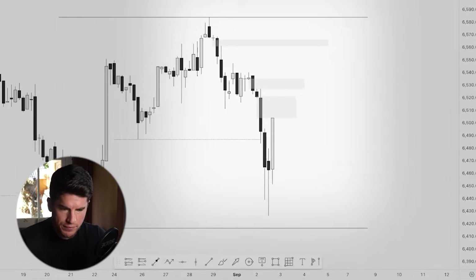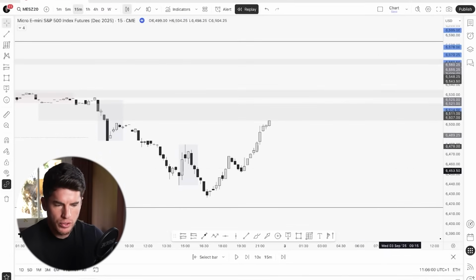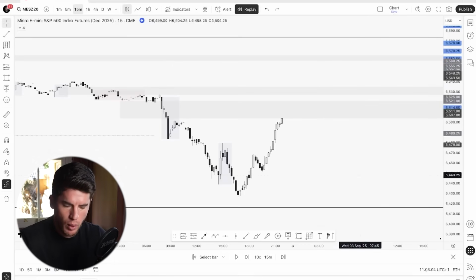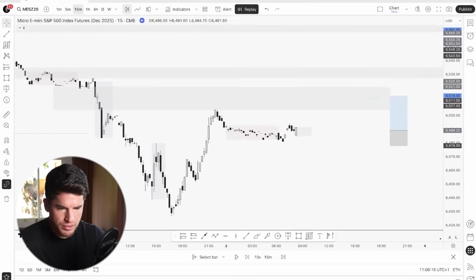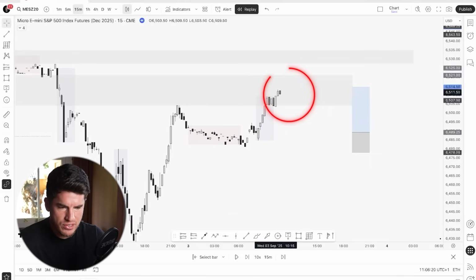Let's go down to a 15-minute, and we want to be focusing on the New York trading session as that's where most of the volume lies in the US stock market. So let's play this forwards. This is the Asia session. We then move into the London session where price continues to trade into this 4-hour gap.